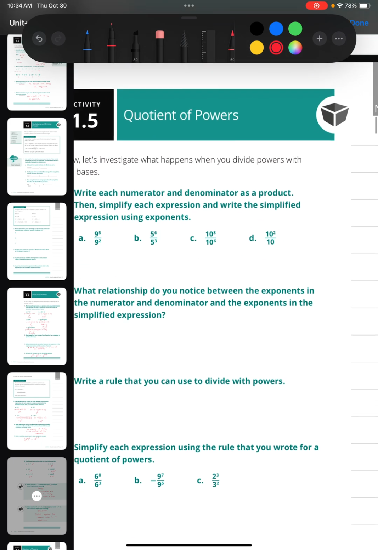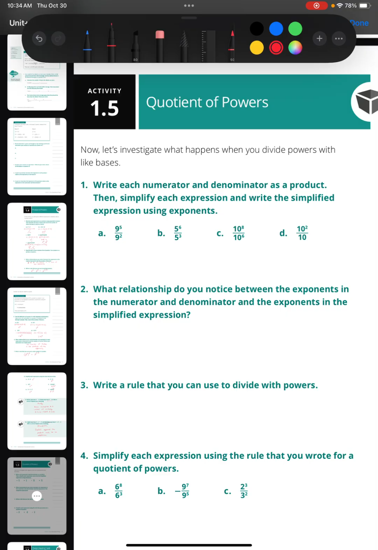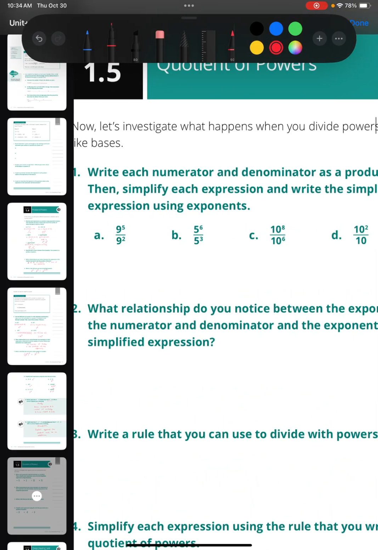All right, next rule we're going to look at on the next page, activity 1.5, quotient of powers. So we're looking at dividing bases now. It says write each numerator and denominator as a product, then simplify each expression. In other words, if we expand these out, I'm just going to do 2 of them for the space. We'll do A and then C.